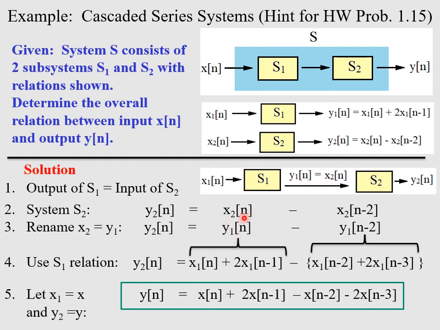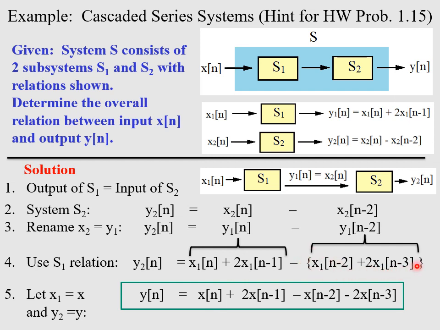So this x2 here becomes y1, and this x2 here becomes y1. So we're just changing the name. But of course, y1 of n, we know what that is right here. It's x1 of n plus 2x1 of n minus 1. And then y1 of n minus 2, well, we know what that is because we know what y1 of n is. So all we have to do is delay it by 2. So this becomes x1 of n minus 2 plus 2 times x1 of n minus 3.